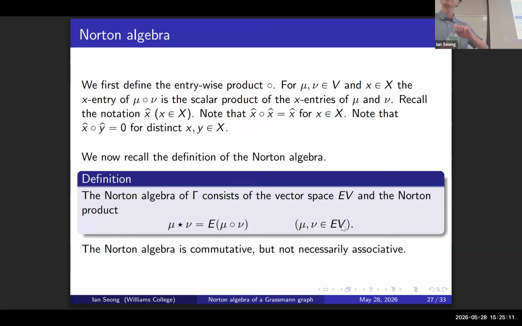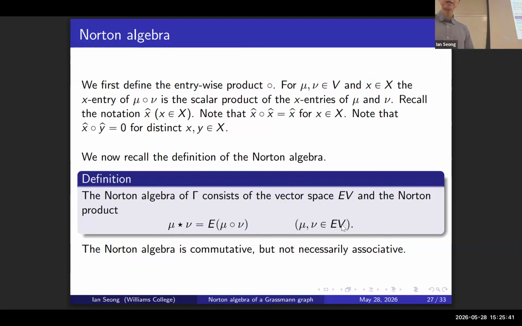Okay, so knowing that, we now know how to define a Norton algebra, and it's defined as follows. It's going to be a vector space E_V and the Norton product, which we denote by star. If we grab two vectors, mu and nu, and take the star product, the Norton product between those two, then it's the same as taking the entry-wise product of mu and nu, and then projecting that onto the eigenspace that corresponds to E.